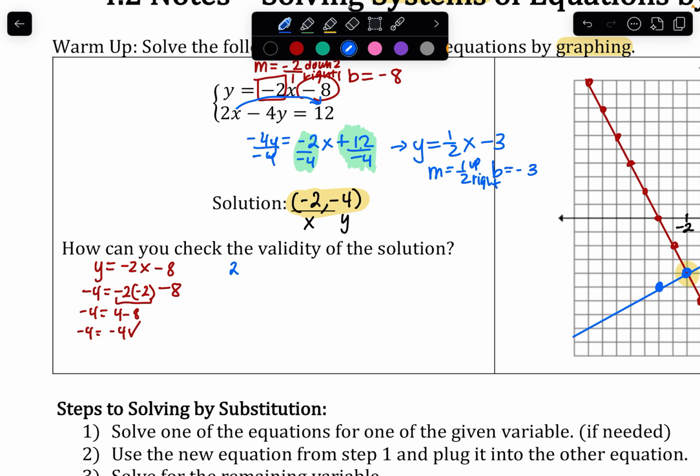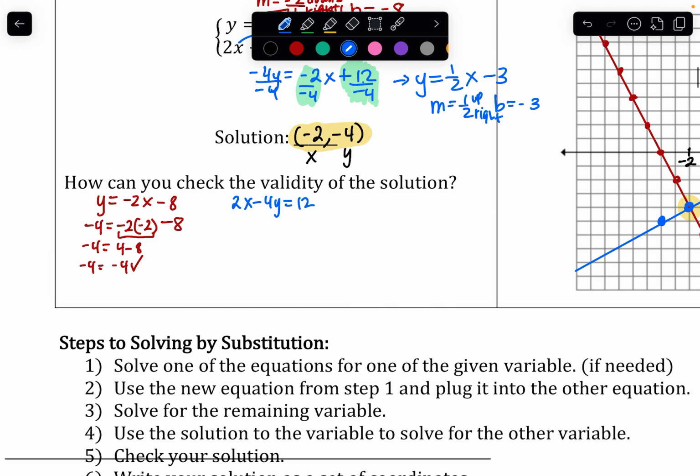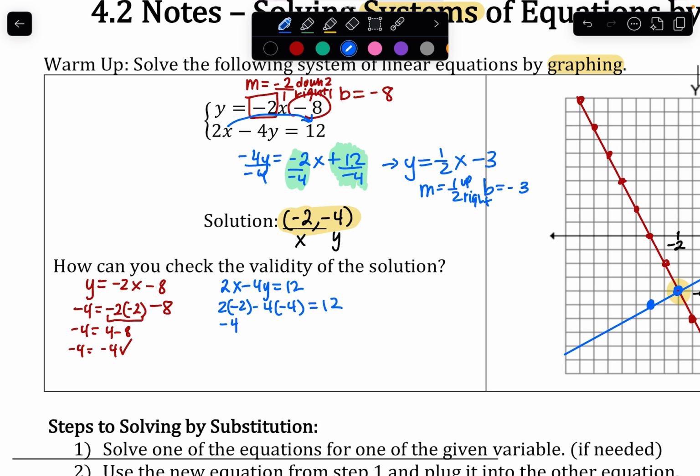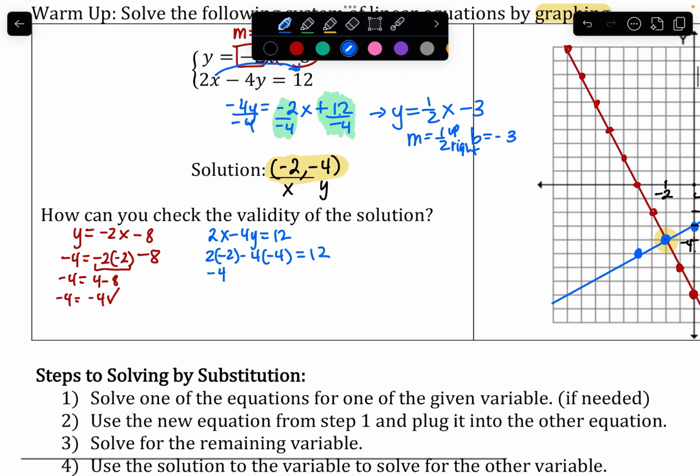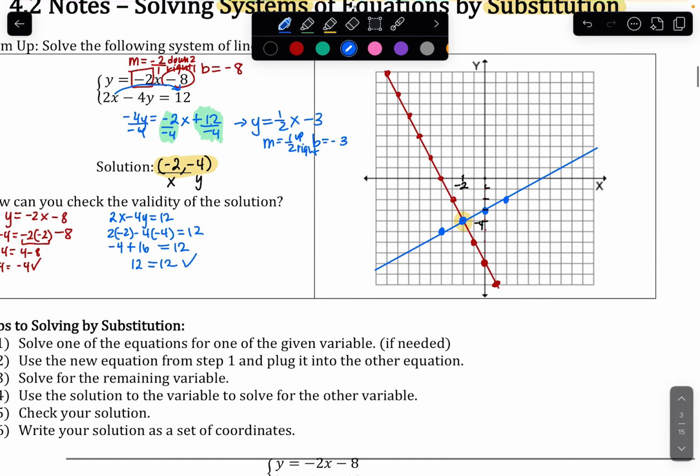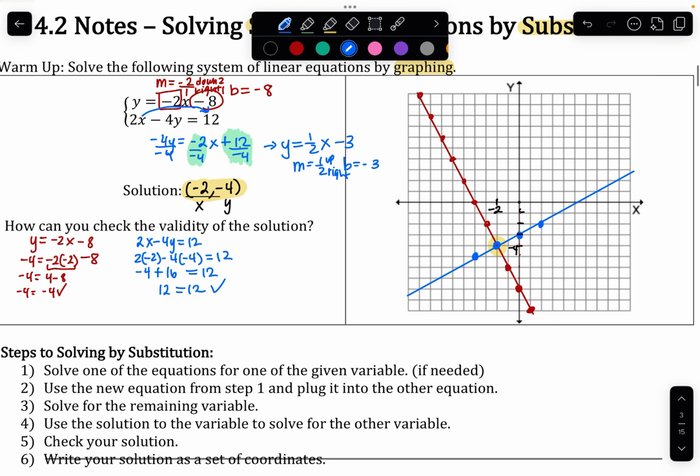For my second equation, we have 2x minus 4y equals 12. Once again, x is -2, y is -4. We should get a true equation. This would give me -4, and -4 times -4 is +16. -4 plus 16 is 12. And so it does work. Okay, and so that's how you solve a system by graphing.